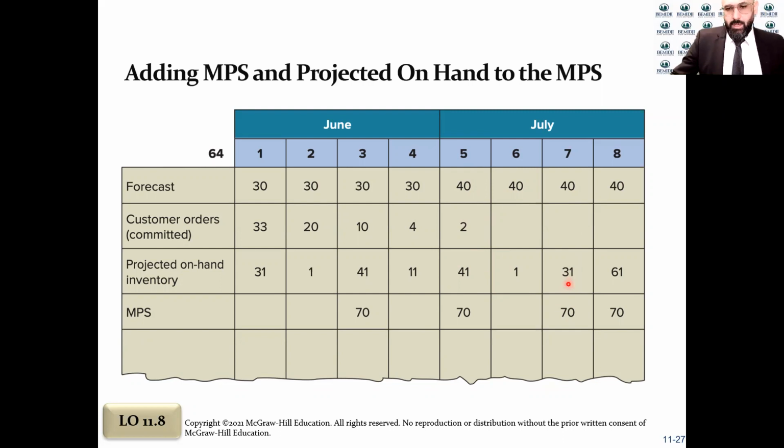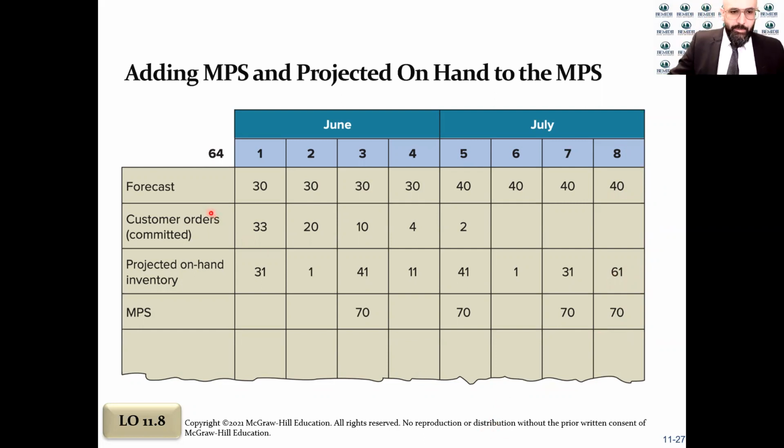71, take away 40. That would leave you with 31. 31 is not enough to satisfy the demand for period 8. You have to issue an MPS of 70. Total, we have 101. Send 40, or expect to sell 40. That will leave you with a 61 on hand.